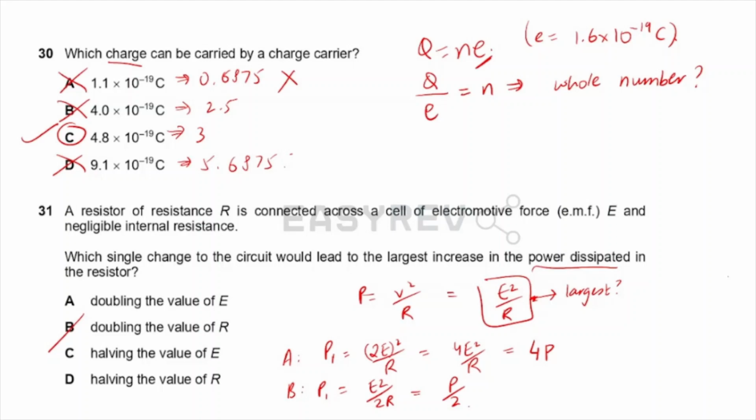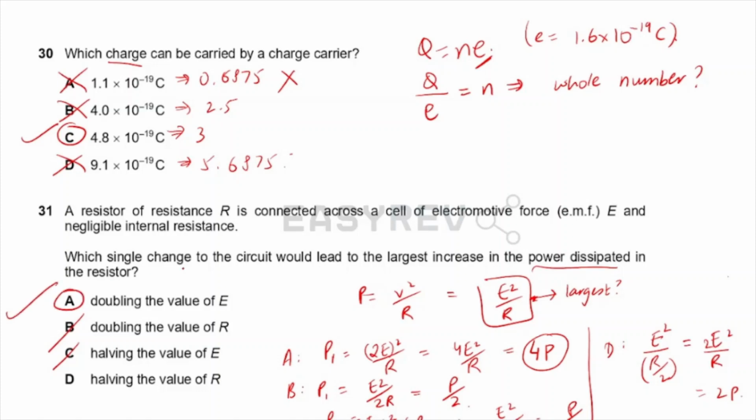Let's see option C. If I half the value of E, I get E over 2 whole squared divided by R, in which case I get E squared over 4R. Now this produces an even larger decrease if you notice, because now it's a fourth of the original power instead of just half. C also cancels out. Now on to option D, where we're halving the resistance. So E squared over R over 2. We get E squared, 2 goes to the numerator, and here we see a doubling effect. So while A and D both show an increase in power, A shows the largest increase. So our answer is A.